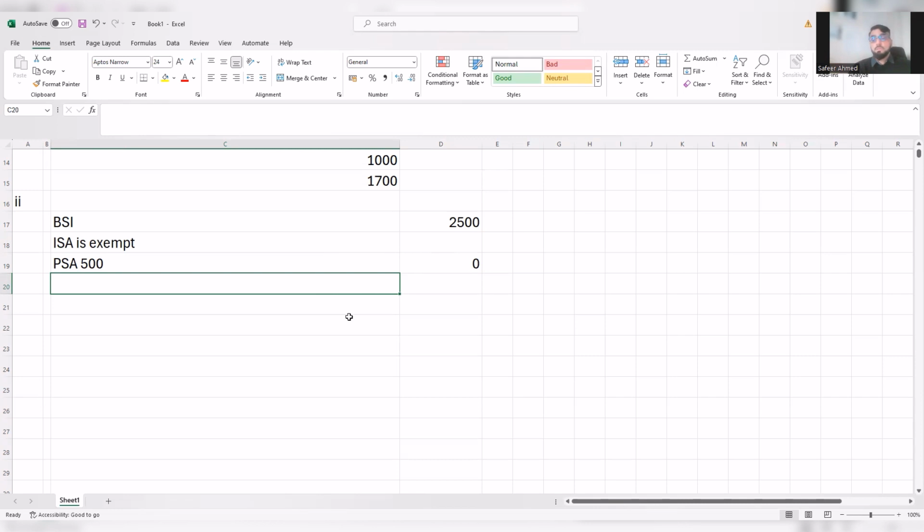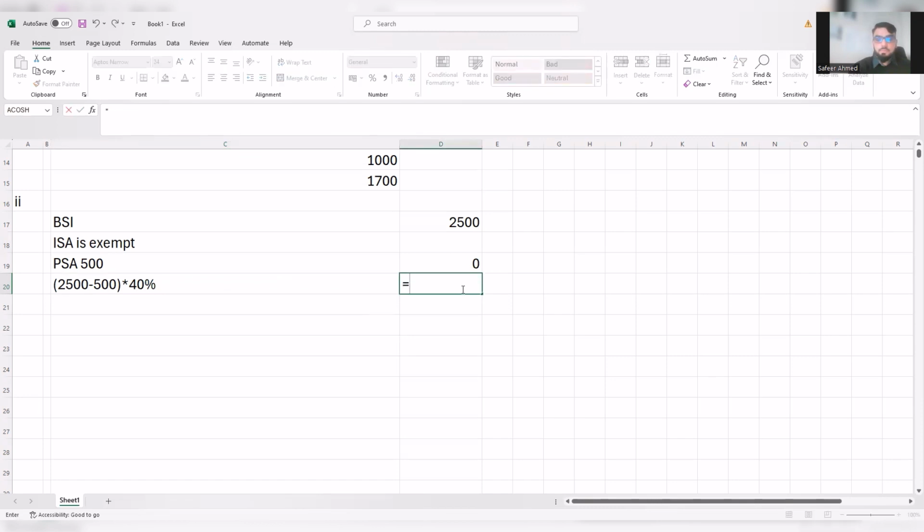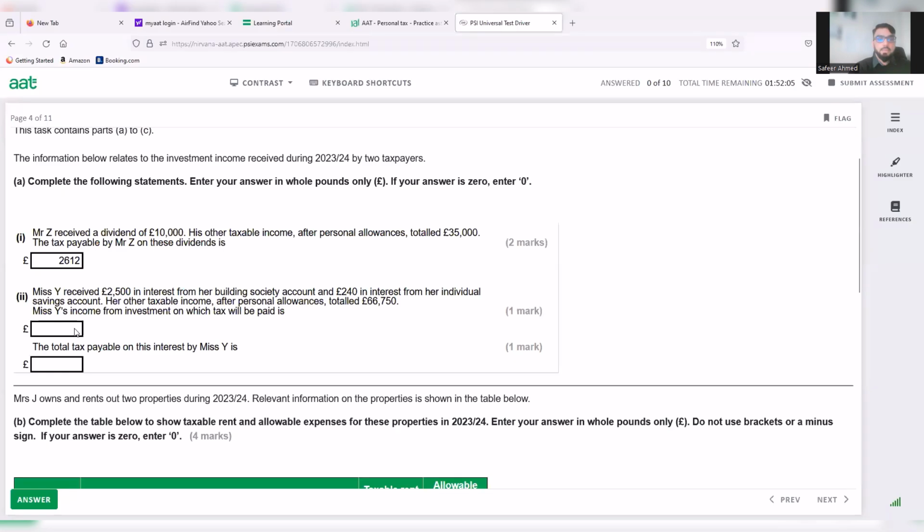You know that this person has other taxable income of 66,000 something, so it will be the higher rate, and remember, the higher rate for savings income is 40%. So it will be 2,500 minus 500, which is covered by the personal savings allowance, and this will be times 40%. So that is 2,000 times 40%, which gives you 800. So this is the answer to the second part of part A, 800.